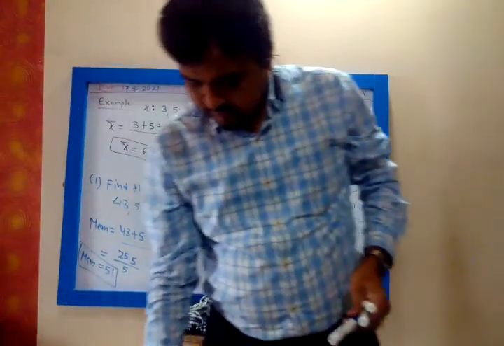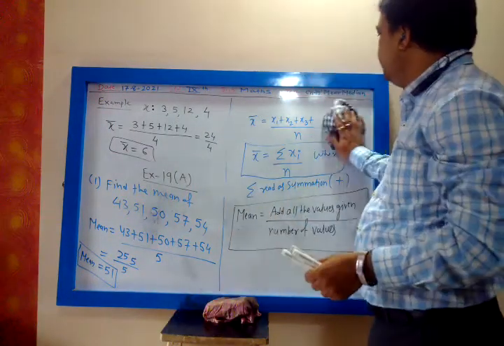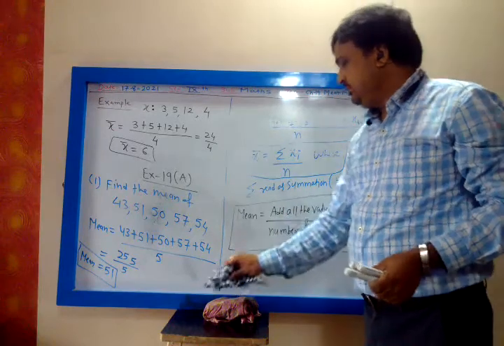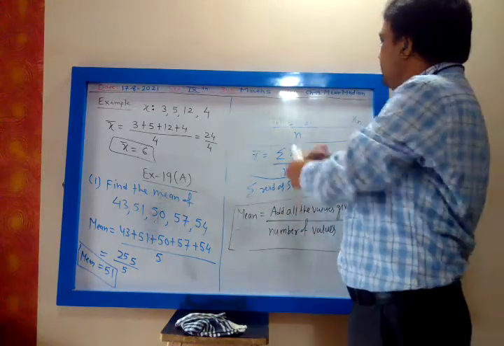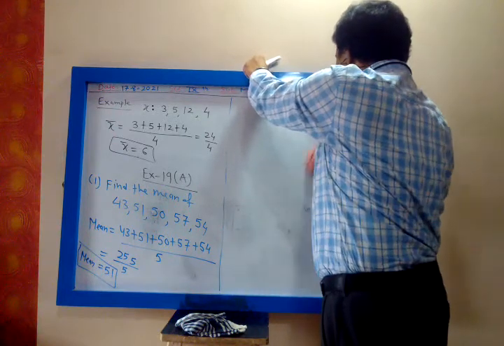Then find the mean of the first 6 natural numbers. So first you have to list the first 6 natural numbers.